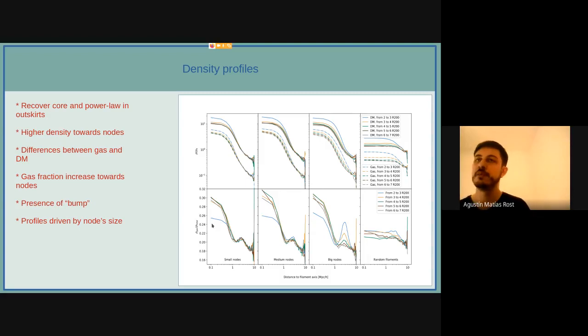And if we calculate the gas fraction, we can see that the gas fraction tends to increase towards the axis of the filament. For the small nodes and medium nodes, we're going to see more or less the same trends. But for the big nodes, we see a bump in the gas fraction that we think has to do with the presence of a shock of the gas around the center of the galaxy cluster.